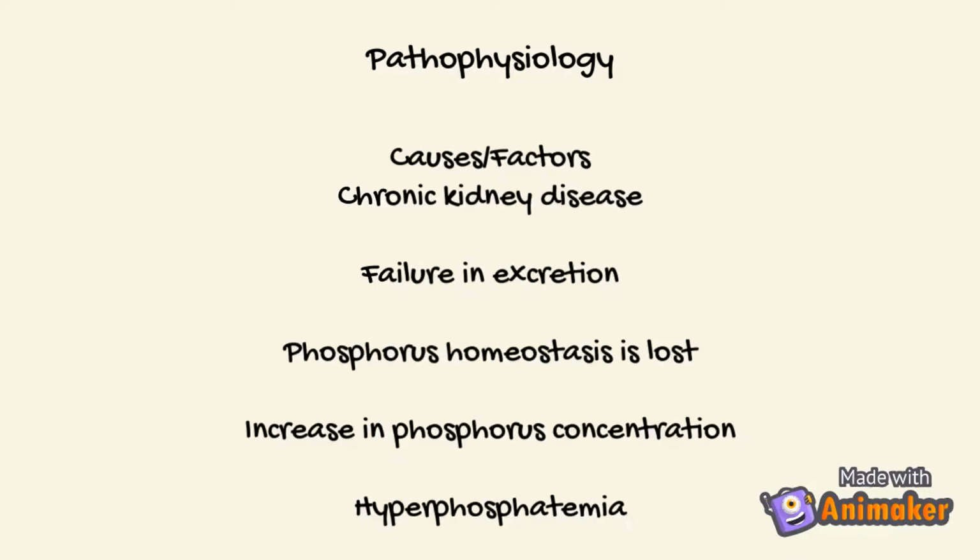The pathophysiology. Here, for chronic kidney disease, we normally ingest 1000 to 1200 milligrams of phosphorus in our diet. But if there is chronic kidney disease, there is failure in excretion leading to losing the phosphorus homeostasis, which can increase the phosphorus concentration in the blood, leading to hyperphosphatemia.